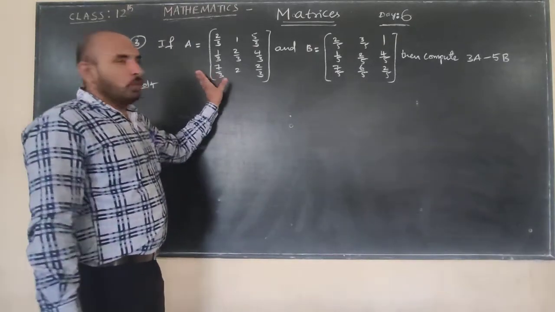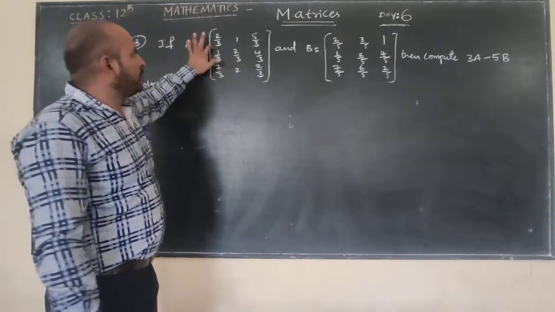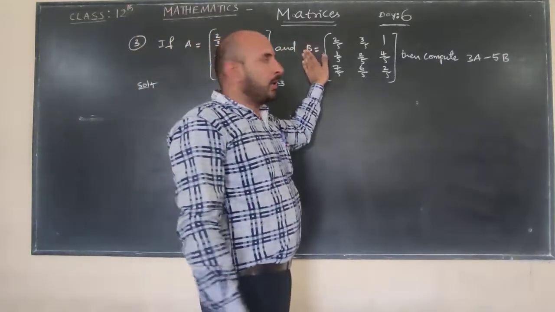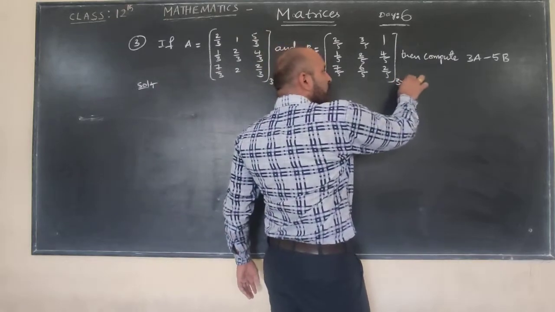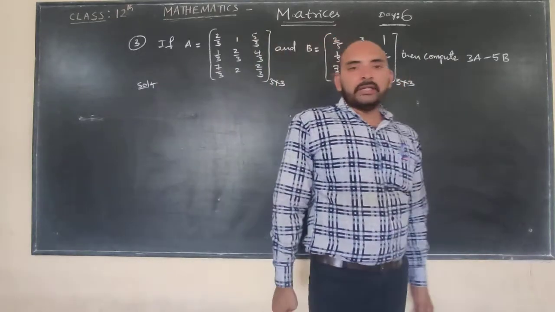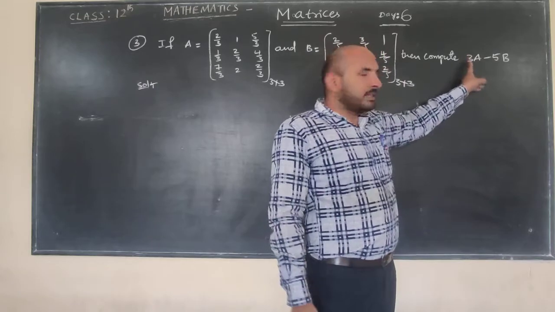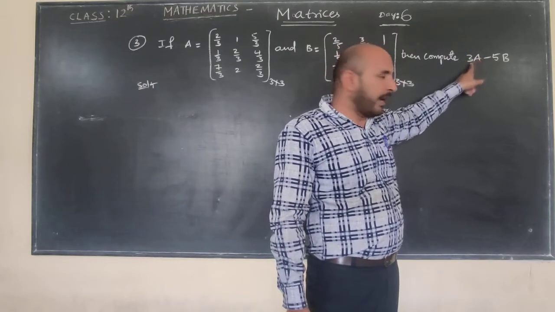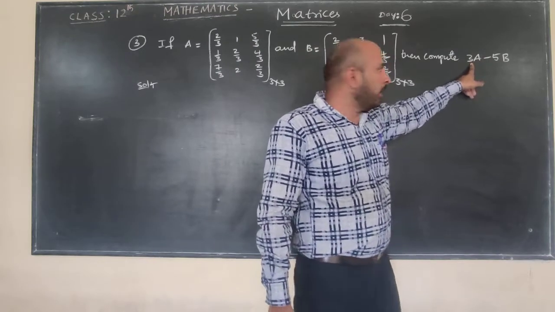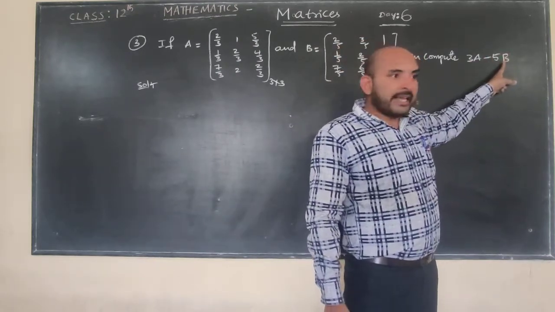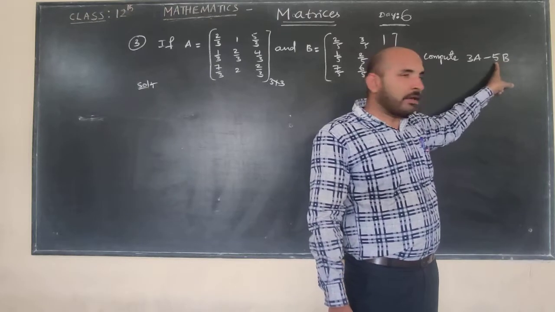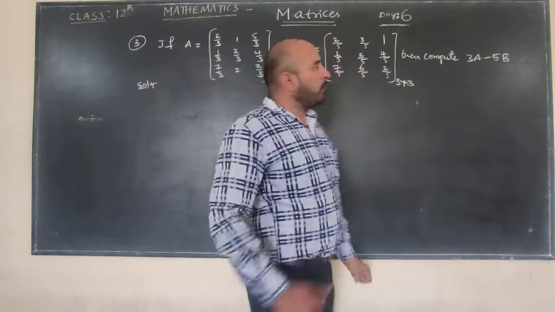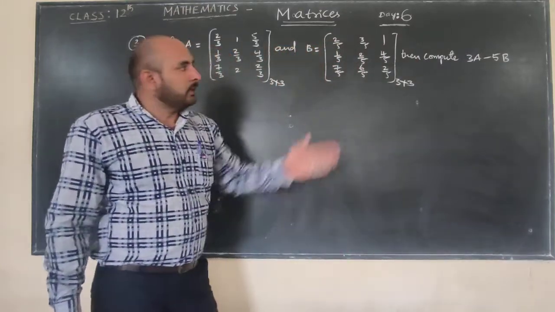If A equals this matrix, the order is 3 cross 3. And B matrix order is 3 rows and 3 columns. This is also 3 cross 3. Then compute 3A minus 5B. Here 3 is a scalar. Matrix multiplication of the capital A matrix by scalar 3, minus 5B, the second matrix multiplied by 5. Here 5 is also a scalar, constant value. 3 and 5 both are constant values. First find out 3A value and 5B value.